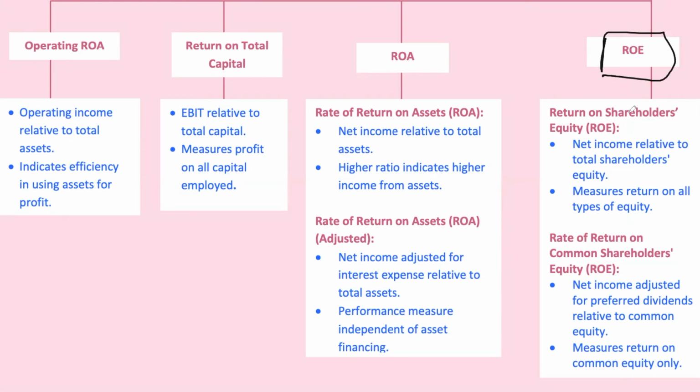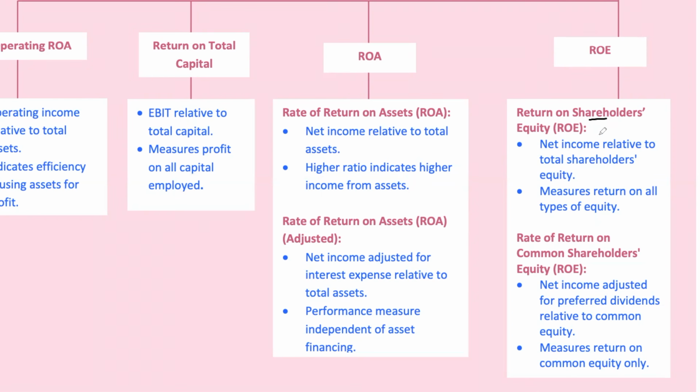Then we have the return on shareholders' equity, ROE. This ratio tells us how well a company is using equity to generate profits. It's all about return on the shareholders' investment. Lastly, the return on common equity, ROE, focuses specifically on common shareholders. This measures the return earned on common equity only, giving a clearer picture for common shareholders.